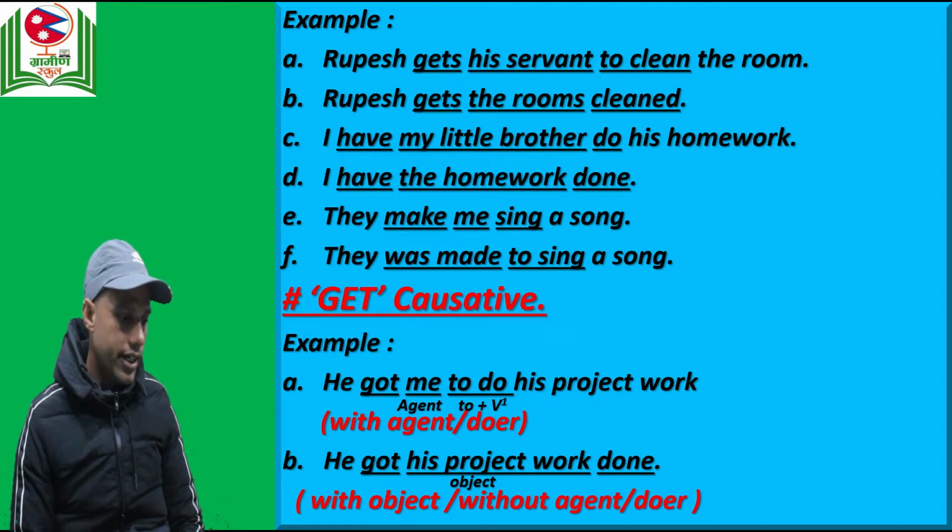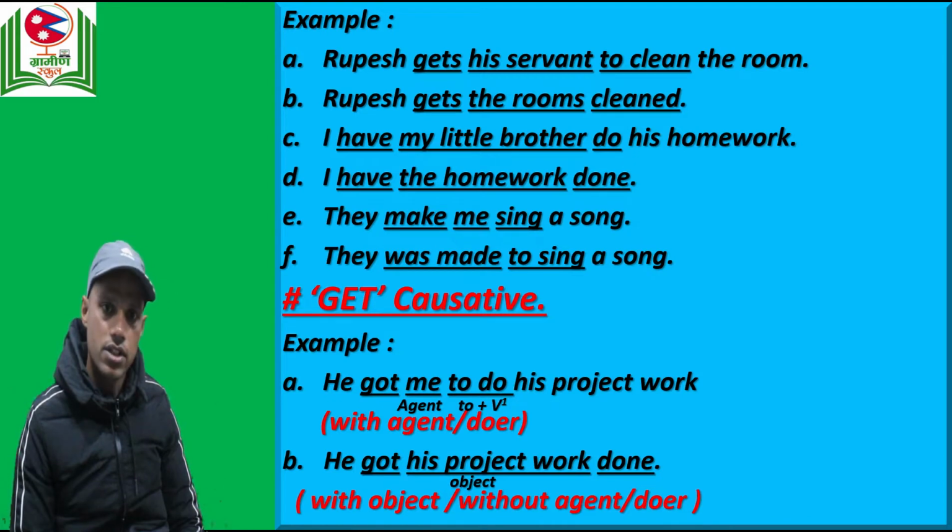And number B, he got his project work done. Now you notice the difference between these two sentences. Let's see the first sentence once again: He got me to do his project work. Here we have used get causative, and after get causative we have agent me, and so if there is an agent with get causative we use to infinitive form, to plus verb 1. So this is the thing you should notice.